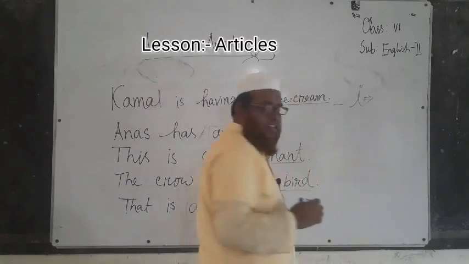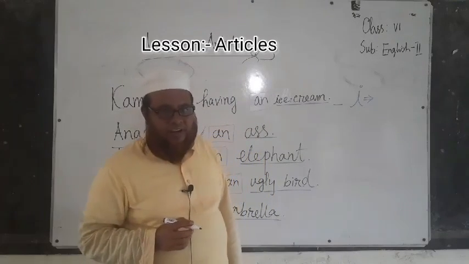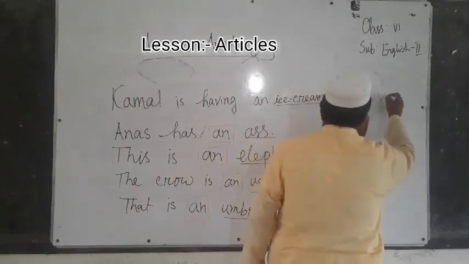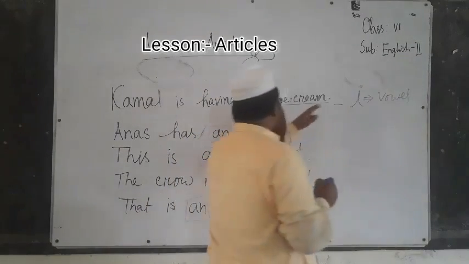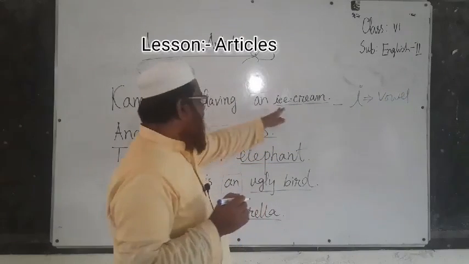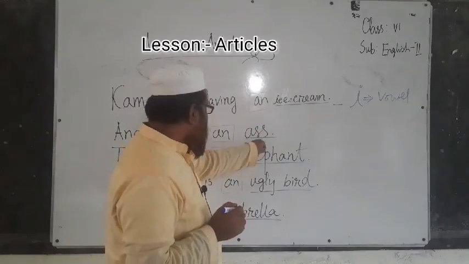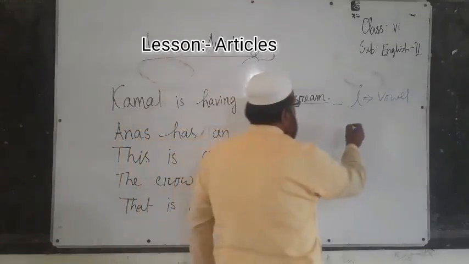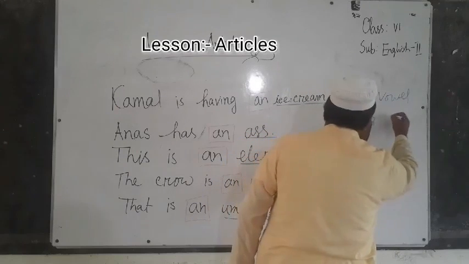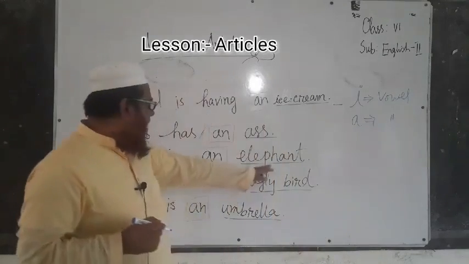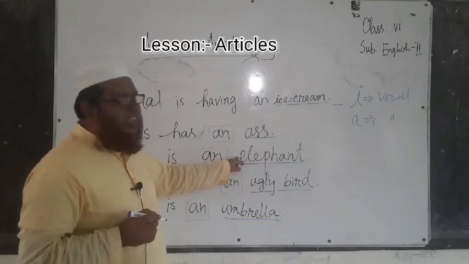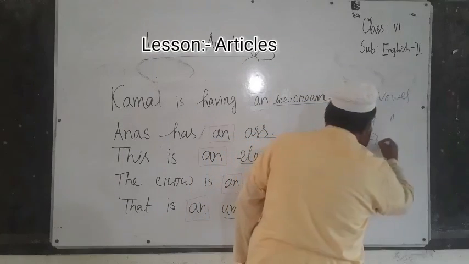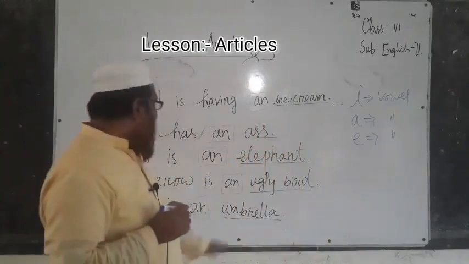What is I? Is it a consonant or a vowel? Obviously it is a vowel. So I is a vowel. The word ice cream starts with a vowel. As the next word, egg, the word starts with E, which is also a vowel. Elephant, the word starts with E, is also a vowel.